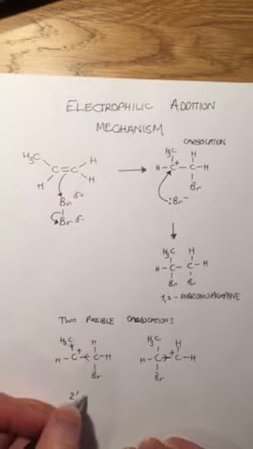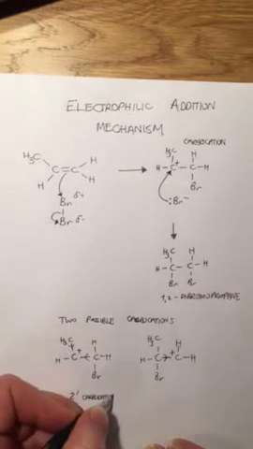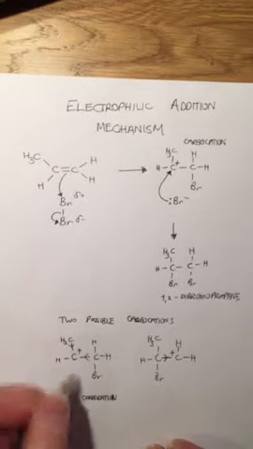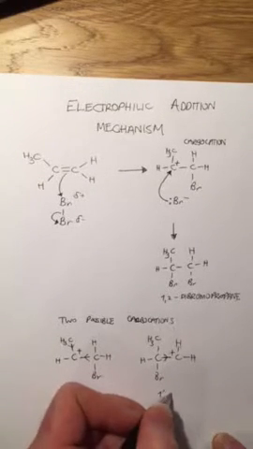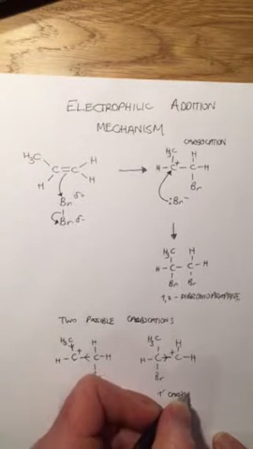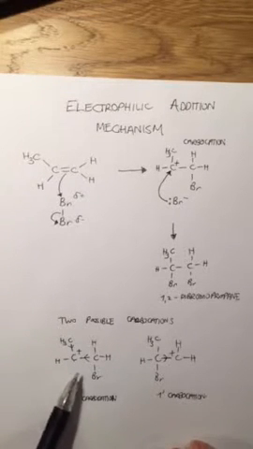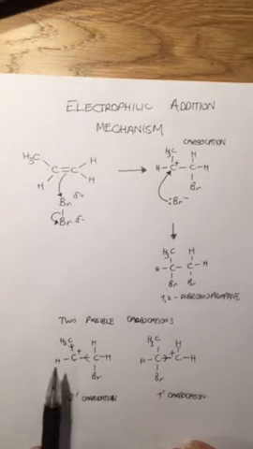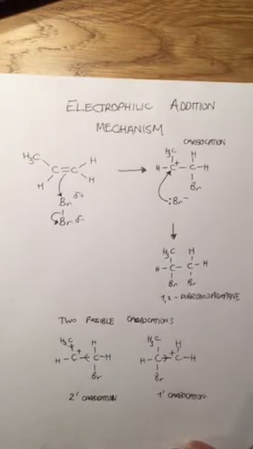We call this a secondary carbocation because it's got the 2 carbon atoms attached to the carbon with the positive charge, and this one is a primary carbocation. As this is the most stable, this carbocation is the more favoured carbocation intermediate, and as such you should be drawing this carbocation when you are drawing your mechanisms.